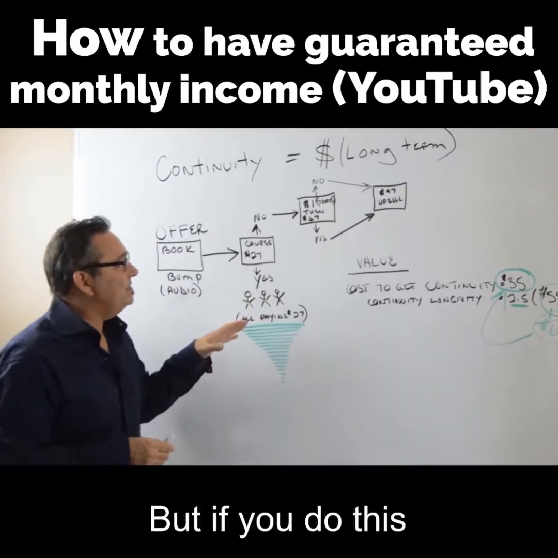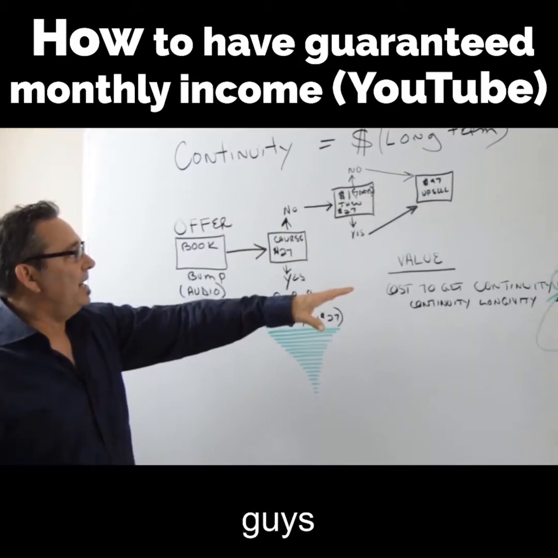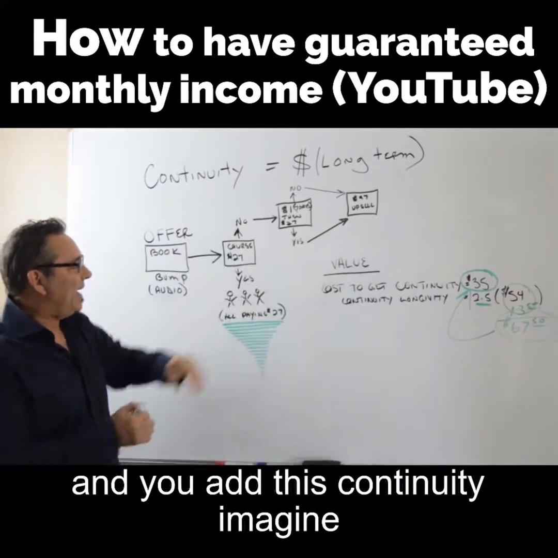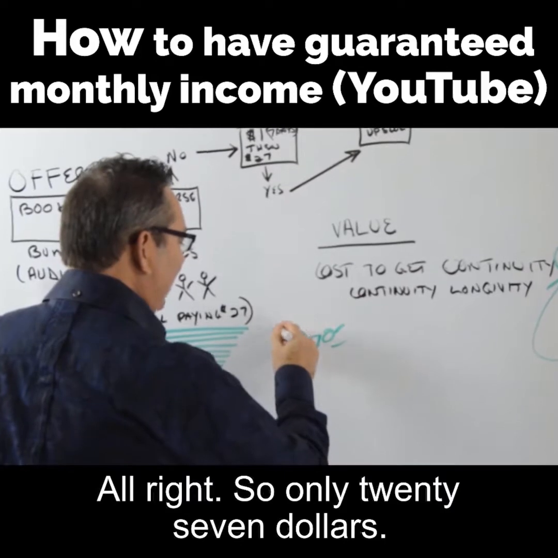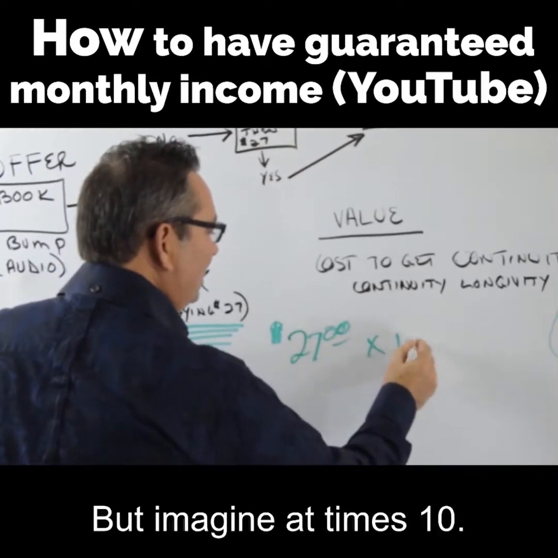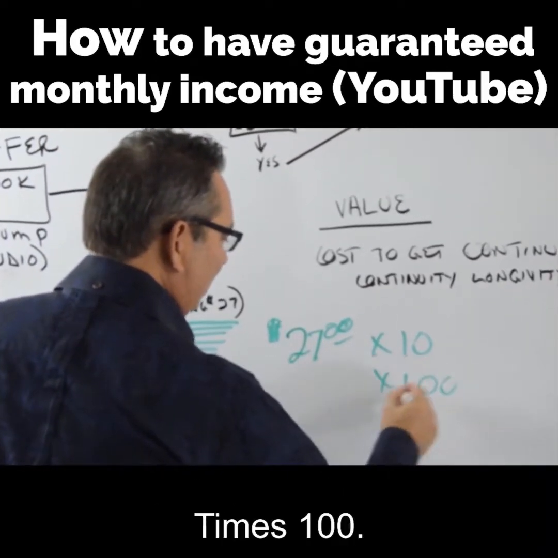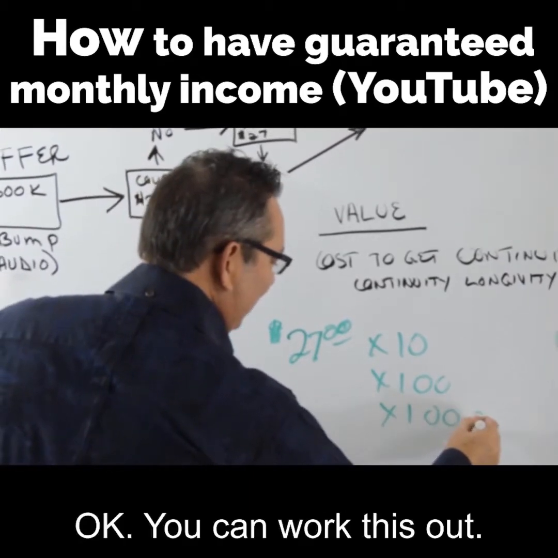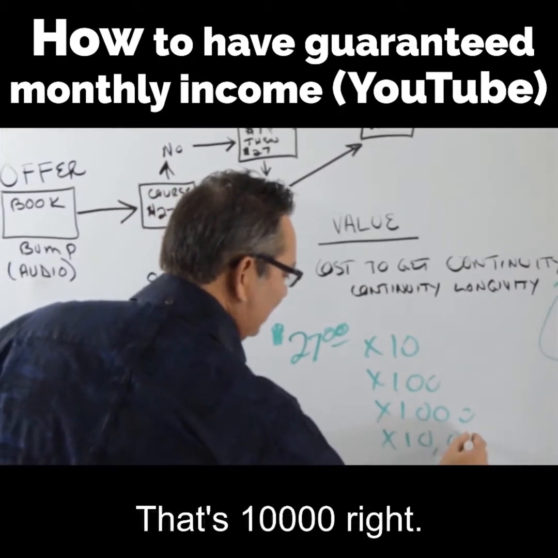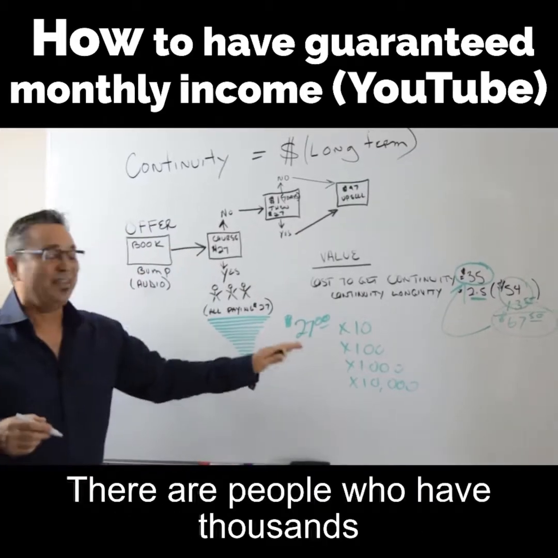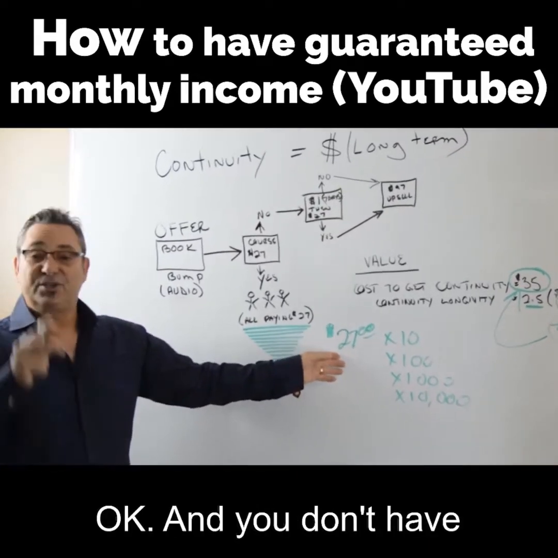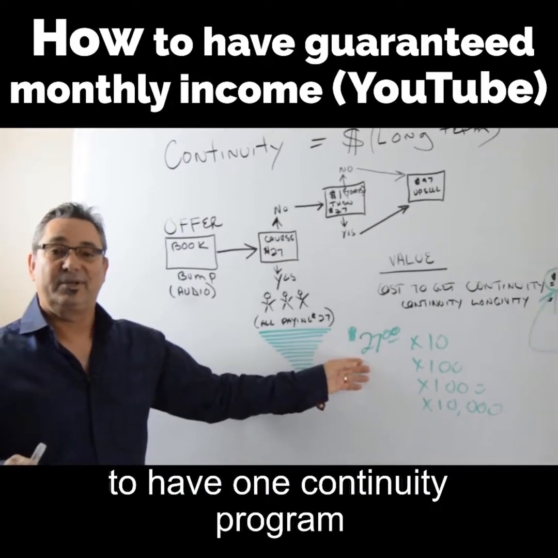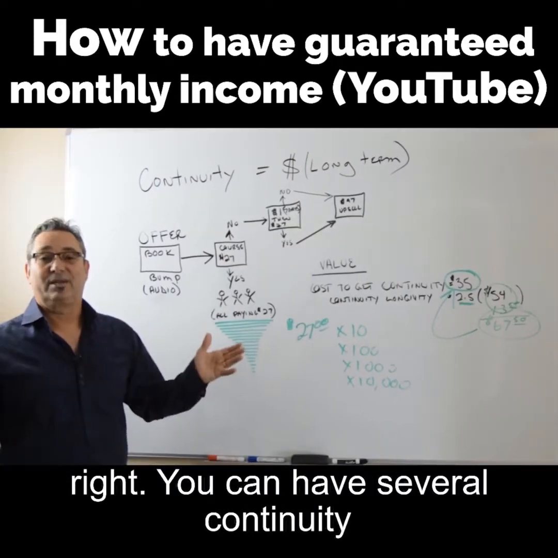But if you run them through this funnel here, guys, and you add this continuity, imagine this $27. It's only $27, but imagine it times 10 or times 100 or times 1,000. Okay, you can work this out, times 10,000, right? There are people who have thousands and thousands of people paying them for this continuity. And you don't have to have one continuity program, right? You could have several continuity programs.